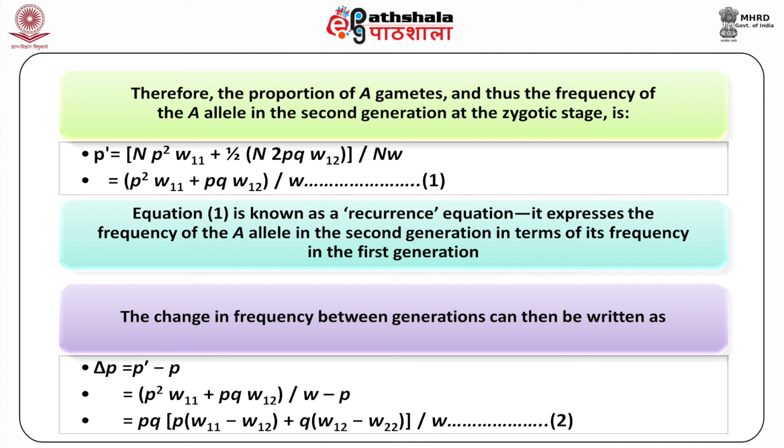Equation 1 is known as the recurrence equation. It expresses the frequency of the dominant A allele in the second generation in terms of its frequency in the first generation. The change in frequency between generations can then be written as Δp = p' − p, which is equal to (p²W11 + pqW12)/W̄ − p, which is equal to pq[p(W11 − W12) + q(W12 − W22)]/W̄.